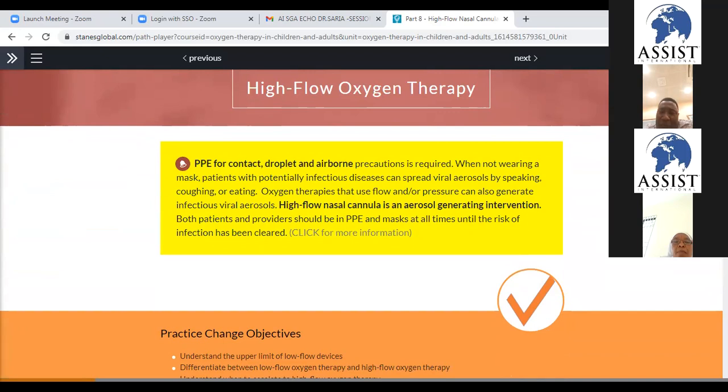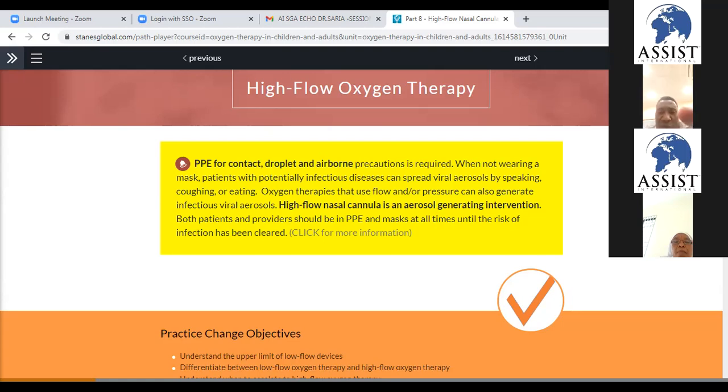This is personal protective equipment. Don't forget, when we are dealing with a patient who is infectious, we need to protect ourselves, as well as protect other patients. So we should not forget to wear the PPE whenever we are instituting these oxygen therapies, especially when we are using high flow, because they generate some aerosol which becomes so infectious. So we are still stressing the use of PPE.